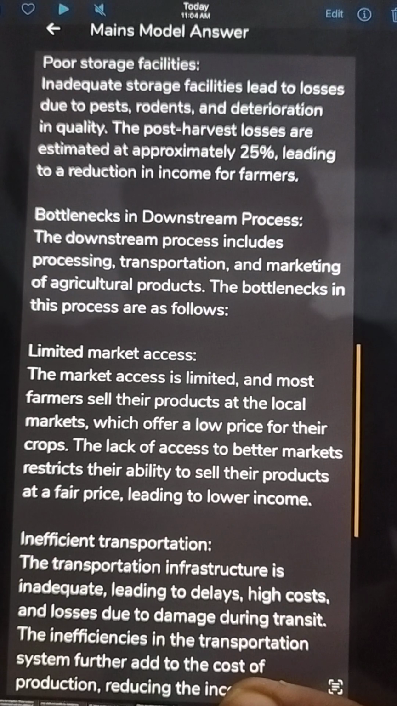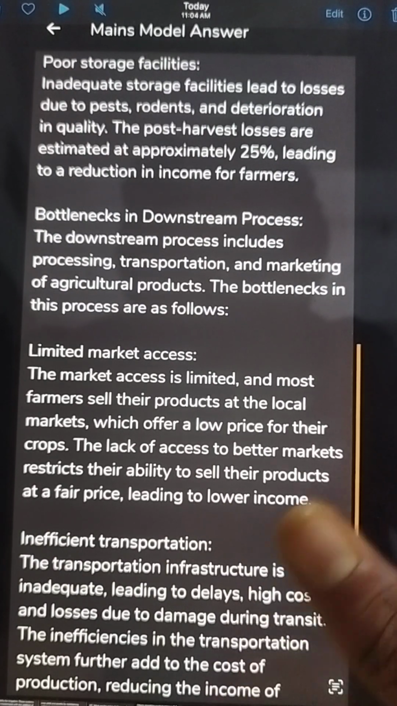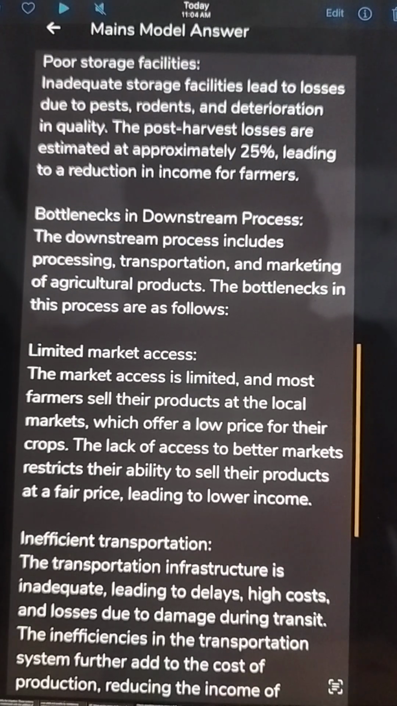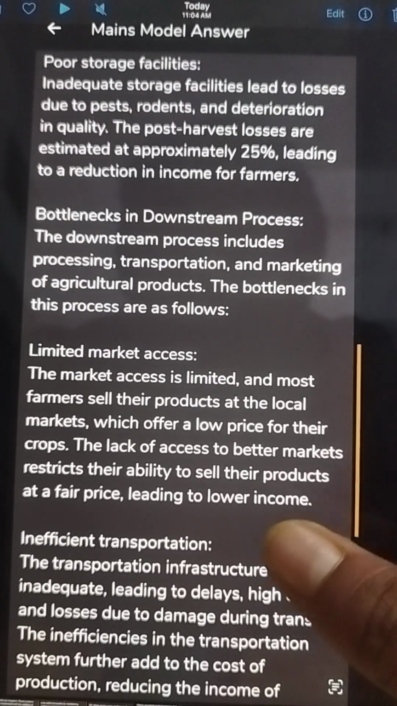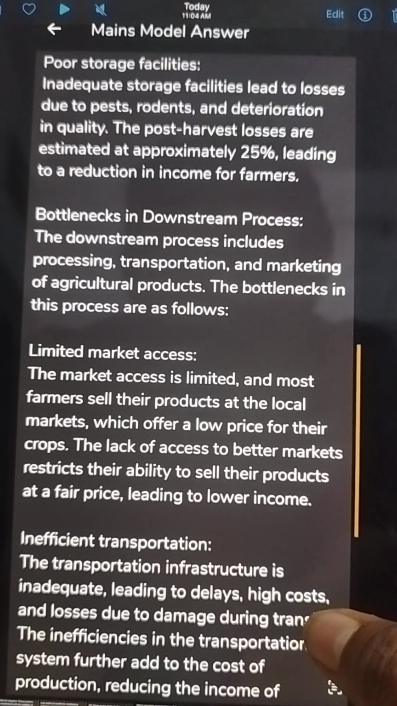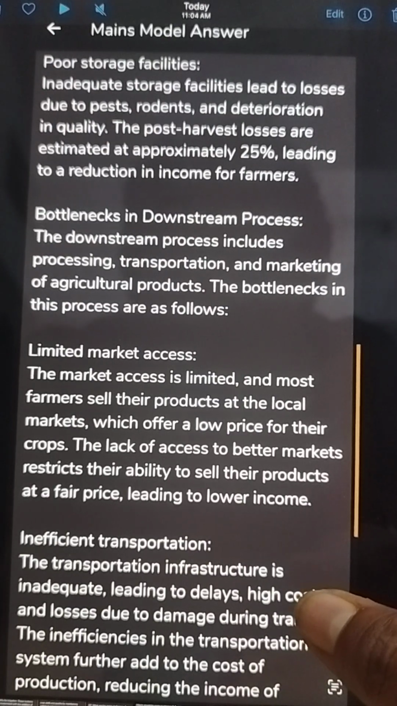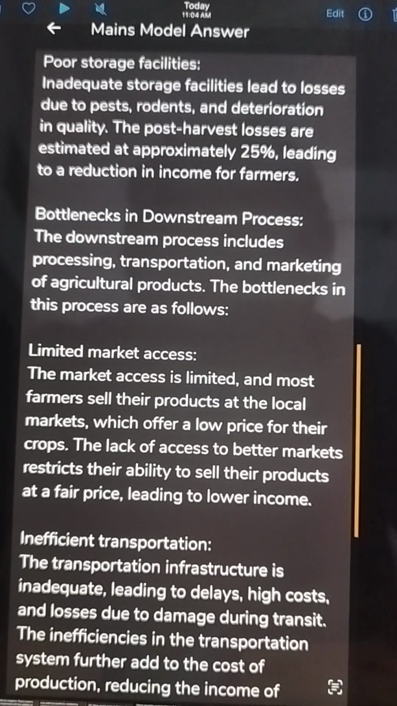Inadequate storage facilities lead to losses due to pests, rodents, and deterioration in quality. The post-harvest losses are estimated at approximately 25%, leading to reductions in the income of farmers. Then come bottlenecks in the downstream process. The downstream process includes processing, transportation, and marketing of agriculture products. The bottlenecks in the process are as follows.